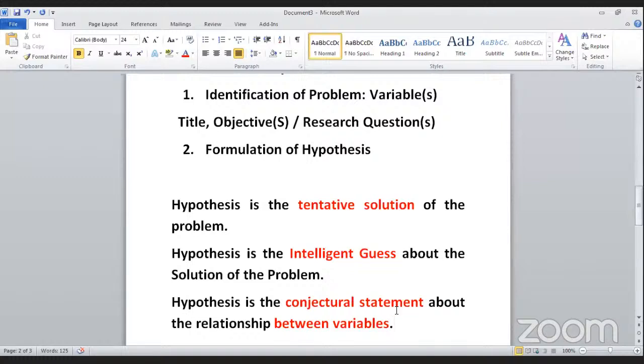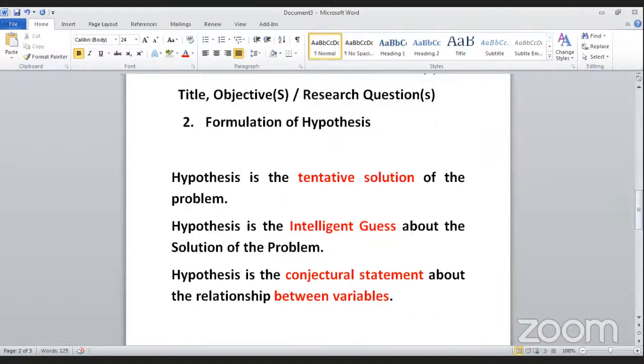So please understand very clearly. Without testing, he cannot be sure. So if he wants to be sure, it has to be tested. And that is why when you have a tentative solution, if you want a final solution, it has to be tested. It is an intelligent guess. So if you want a final solution, it has to be tested. So therefore, you have to test the hypothesis.